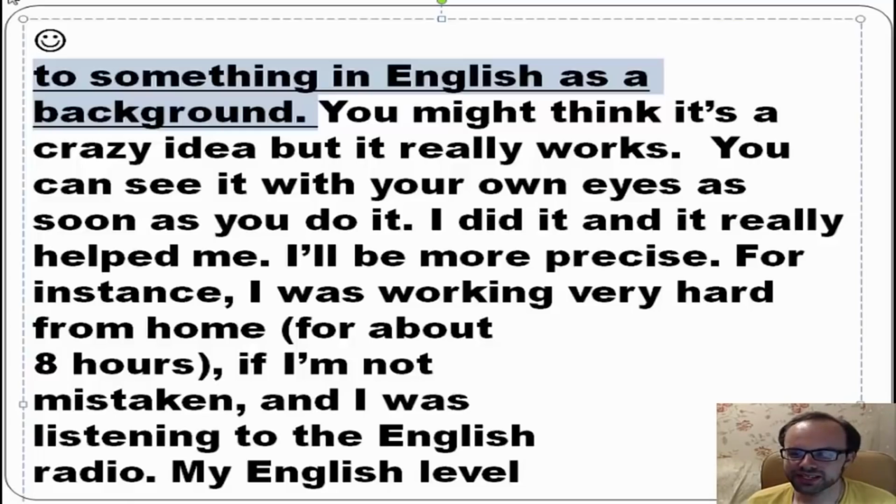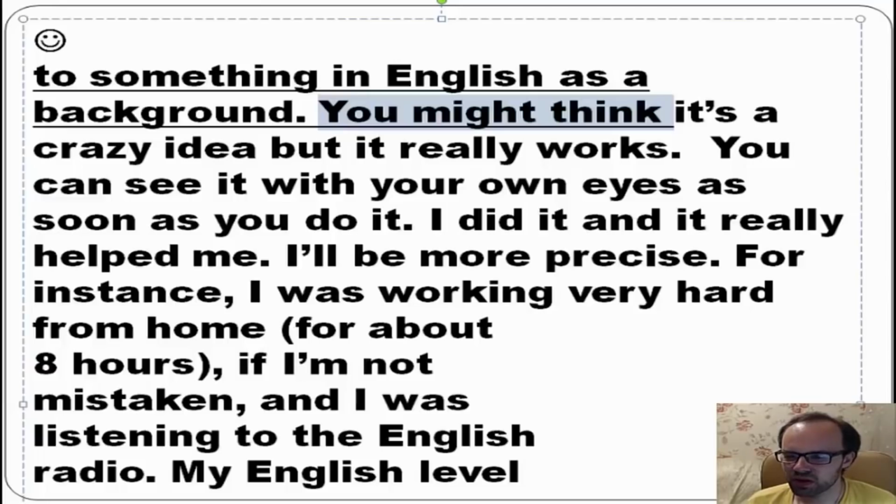You might think it's a crazy idea. That's a very good speaking phrase. It means maybe you think, or maybe you will think, it's a crazy idea. But it really works. It means it really helps. You can see it with your own eyes as soon as you do it.